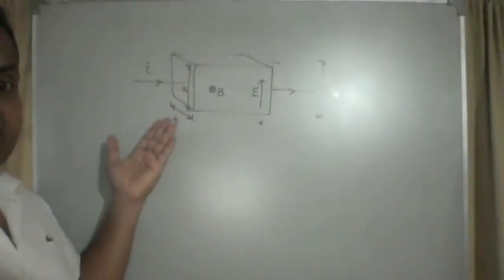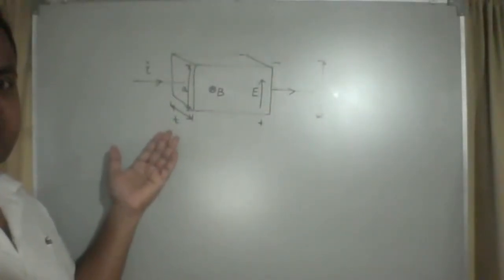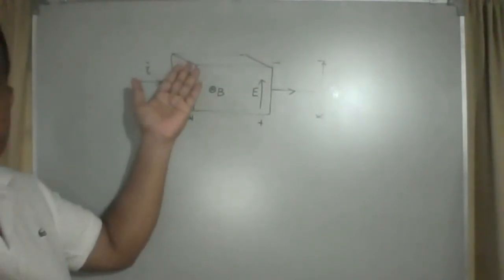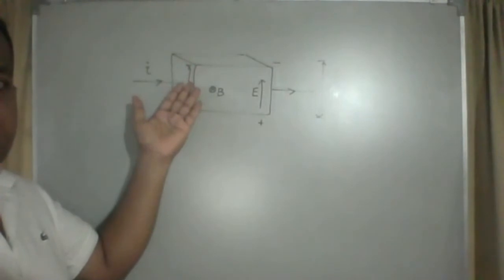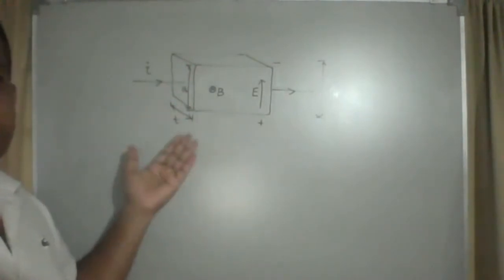Derivation of an expression for Hall voltage. The figure shows a rectangular cross-sectional current-carrying conductor whose sides of the cross-section are A and T, respectively.